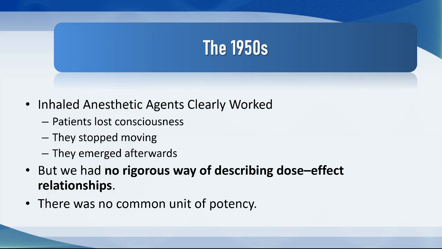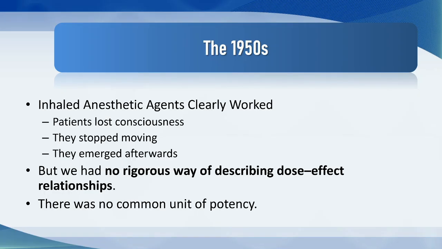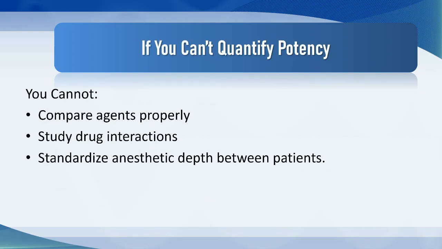If we go back to the 1950s, we had a series of volatile anesthetic agents such as ether, halothane, cyclopropane, and methoxyflurane that all appeared to work well. But they were being compared using vague language like stronger, lighter, or deeper anesthesia. We didn't have a rigorous way of describing dose effect relationship, and there was no common unit of potency.